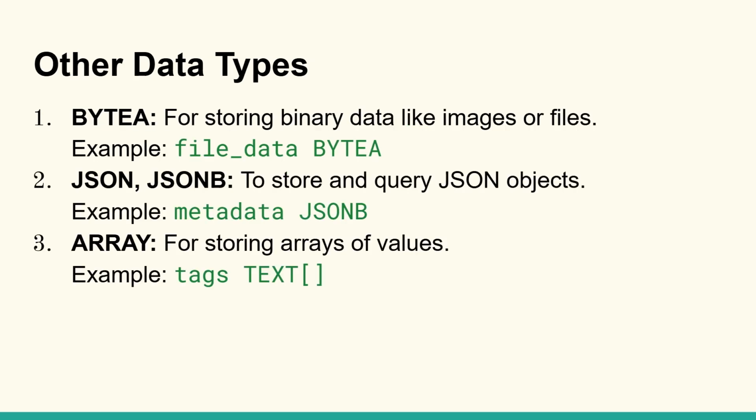Postgres supports advanced data types for complex scenarios such as BYTEA. It stores binary data like images or files, whereas we have JSON as well to store JSON objects, and then we have array to store an array of values. It can be used for multi-valued fields like tags, categories or keywords.